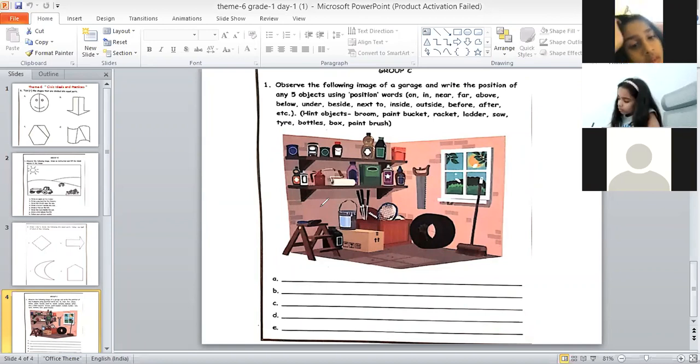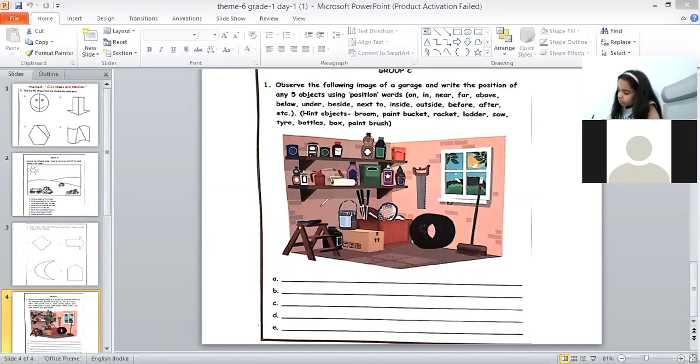If you have to use in, then you can say my books are in my bag. My math course book is in my school bag. You can say my eraser is in the pencil box. In we use when we are telling the position of any object which is inside something, right? On means at the top of something, in contact also, right?